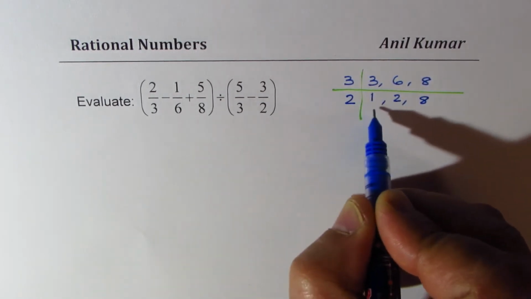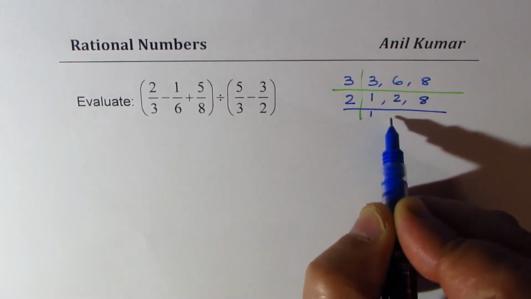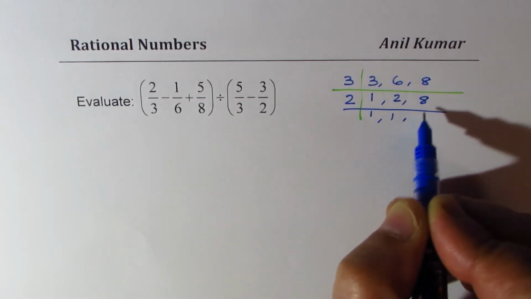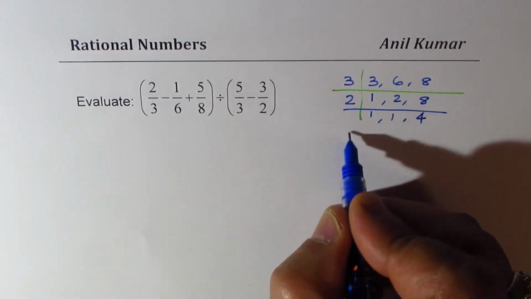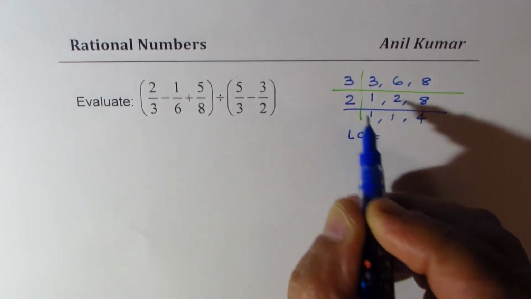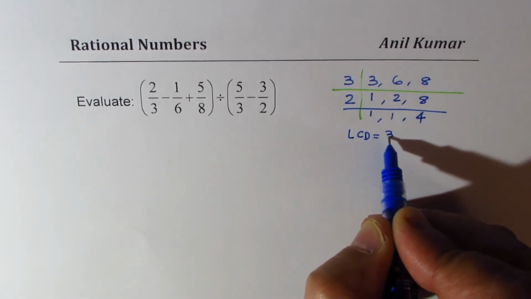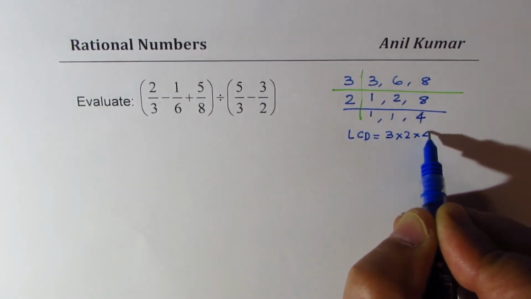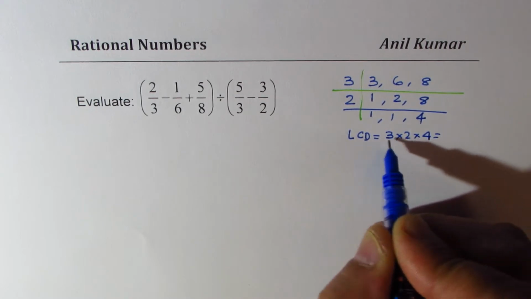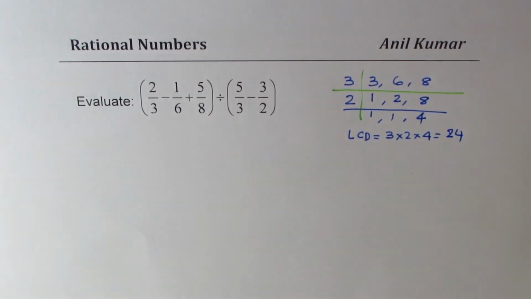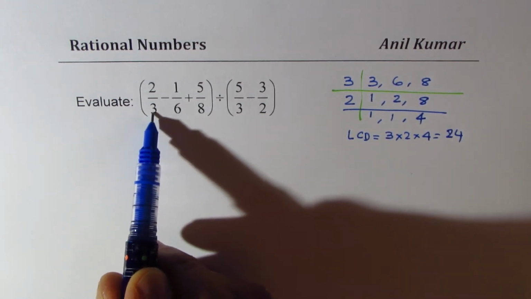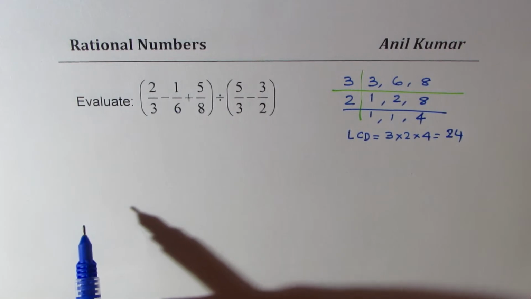Now we can divide by 2. 1 is written as such. 2 divided by 2 is 1. And 4 goes 2 times in 8. So the lowest common denominator is 3 times 2 times 4, which is 6 times 4 as 24. So that is how we get our lowest common denominator, right? So the idea is to make all these denominators as 24.